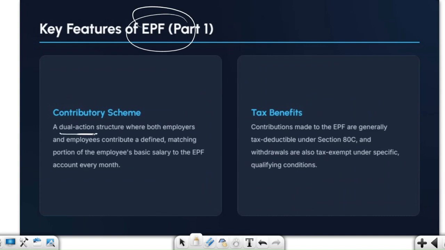So what are the key features of EPFO? First of all, it is a dual contribution structure where employer and employee contribute a defined matching portion of the employee's basic salary to the EPF account every month. So here we are providing the amount every month, right? Employer and employee both are providing an equal amount of contribution. Fine. Here they are also saying that there are multiple tax benefits, especially under Section 80C.